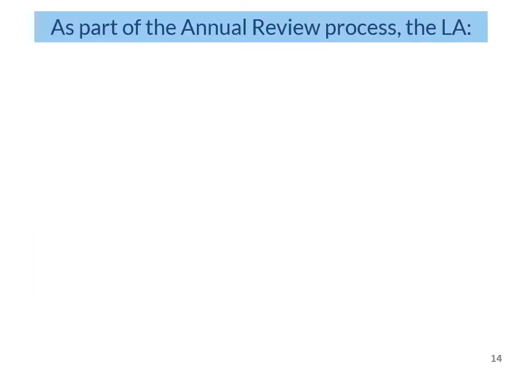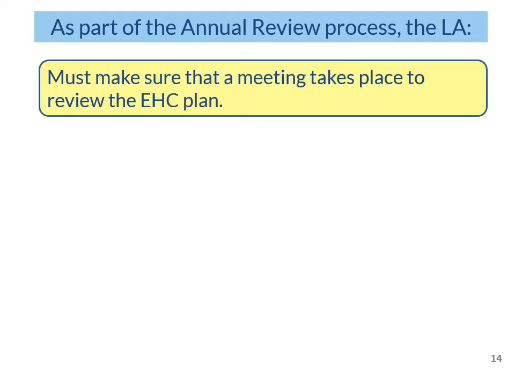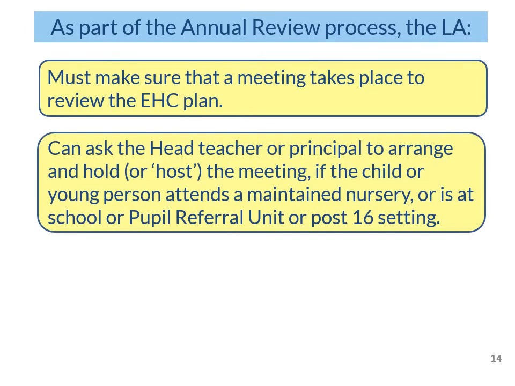As part of the annual review process, the local authority must make sure that a meeting takes place to review the EHC plan. They can ask the head teacher or principal to arrange and hold or host the meeting if the child or young person attends a maintained nursery or is at school or attending a pupil referral unit or a post-16 setting. This responsibility may in turn be delegated to the SENCO.